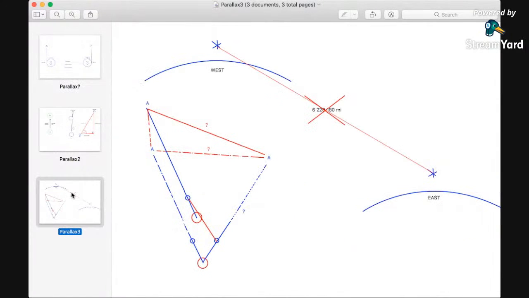So here's a representation of that. This is the start when you're looking at the east.